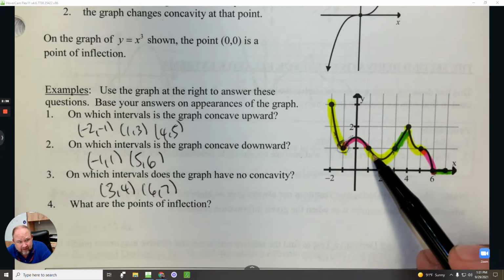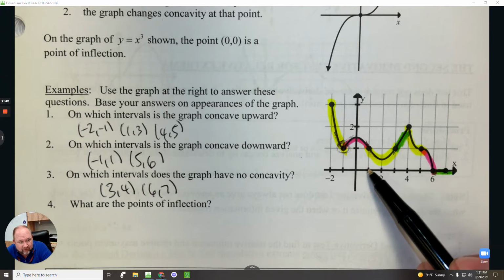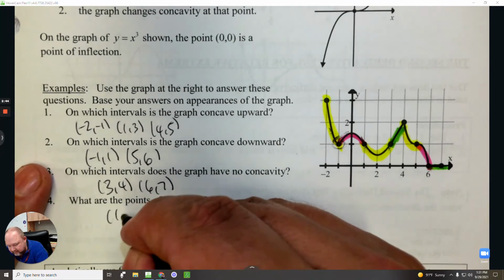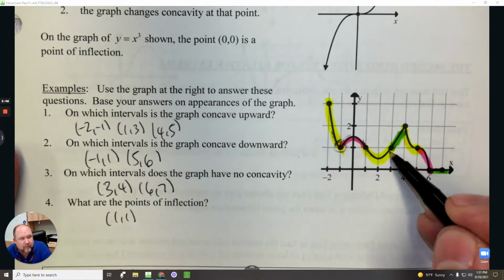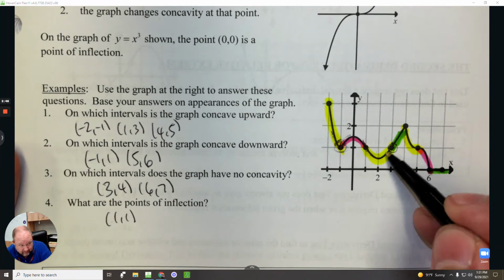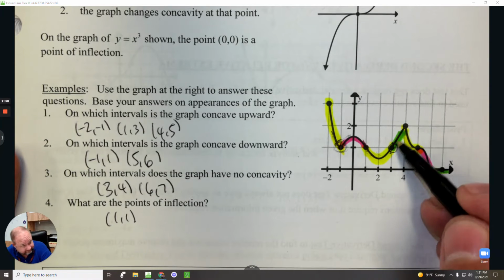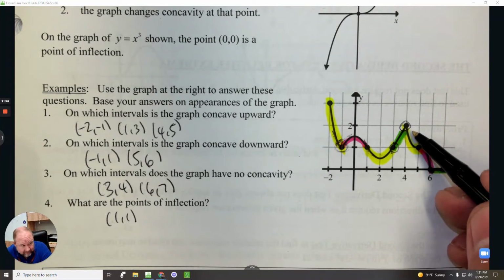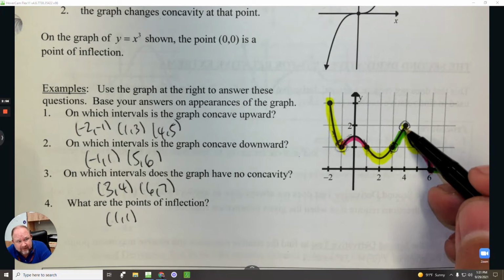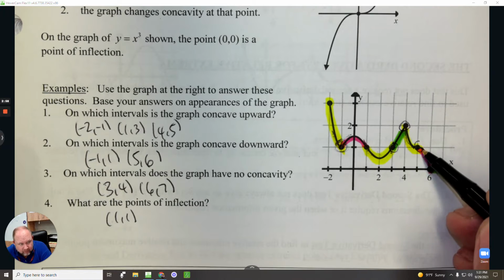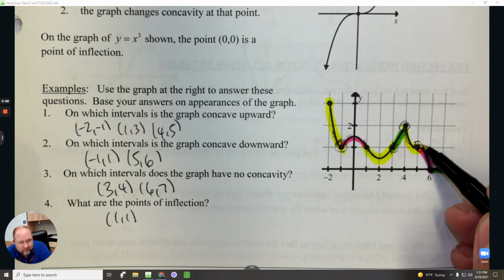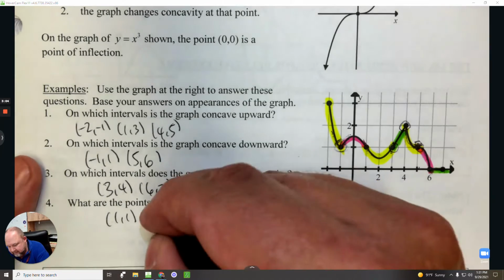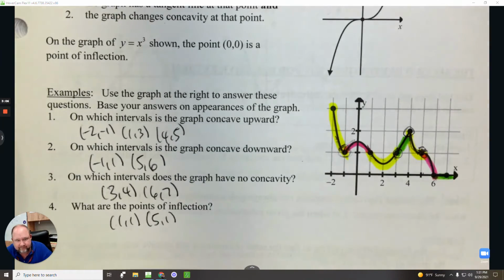Here, the colors change and the derivative exists there. That's good. So at 1, 1, there's a point of inflection. There's no point of inflection here because we're going from concave up to no concavity. And there's no point of inflection here. Again, we're going from no concavity to concave up. But there is one right here. So the derivative exists and the concavity changes. So 5, 1 is the other point of inflection.